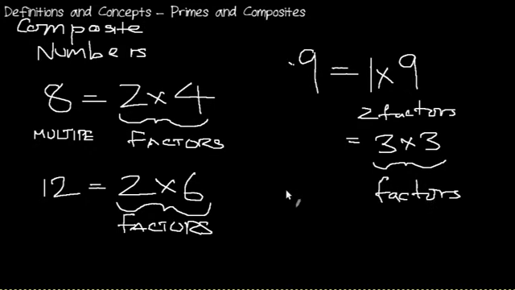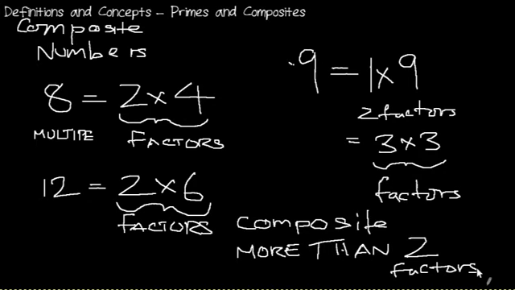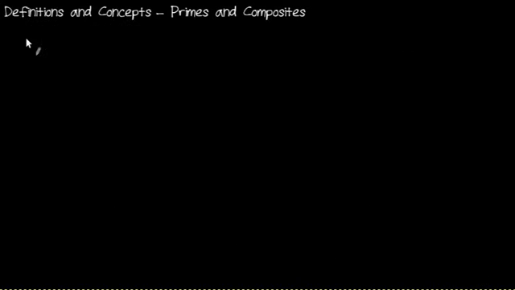And so any number that can be made up by multiplying numbers other than 1 and the number itself is called a composite number. Or a simpler way of saying this: a composite number has more than two factors. So let's look at some more examples of composite numbers.